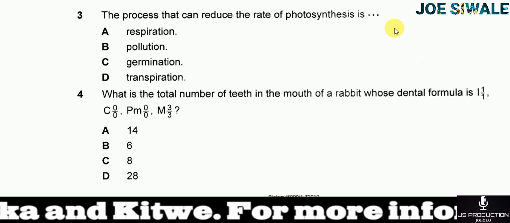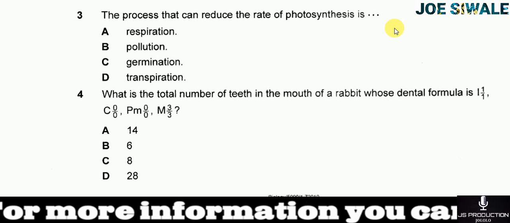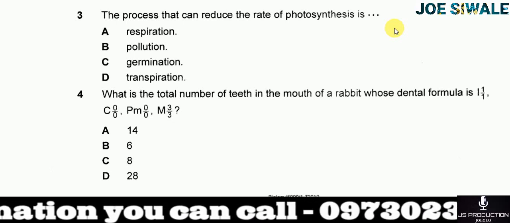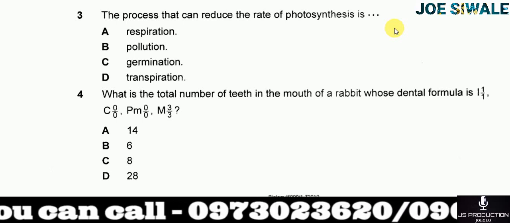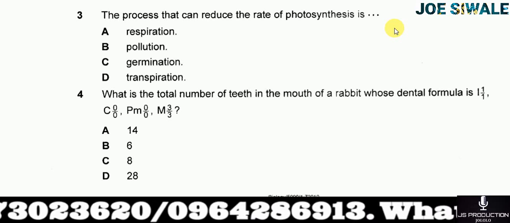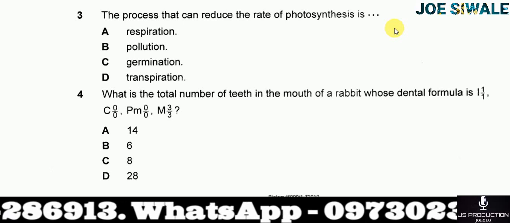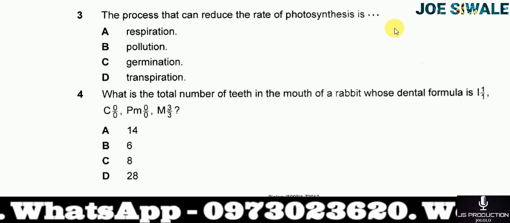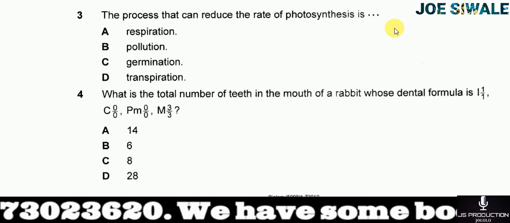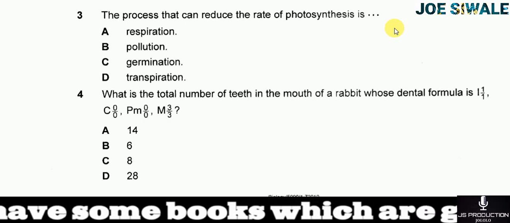Then coming to that of the lower jaw, for the incisors I'm having 1, plus for the canines I'm having 0, plus from the premolars I'm having 0, plus from the molars I'm having 3. So 1 plus 0 plus 0 plus 3, that's 4. 4 multiplied by 2, that's 8. And 8 plus 8, the answer is 16. So the total number of teeth in this rabbit is 16.